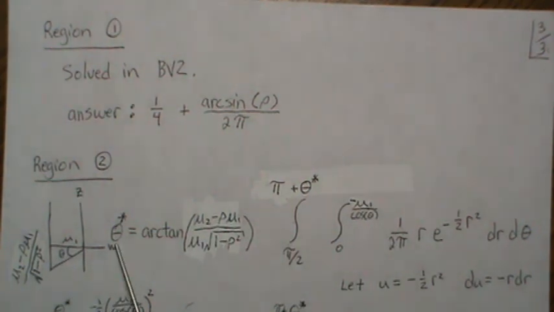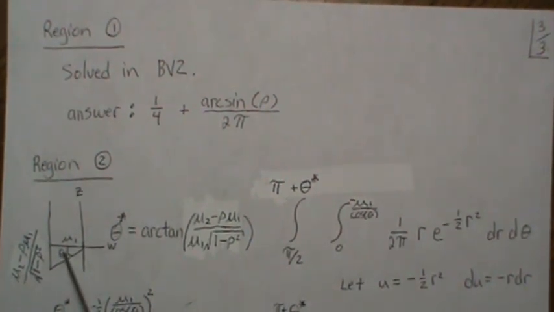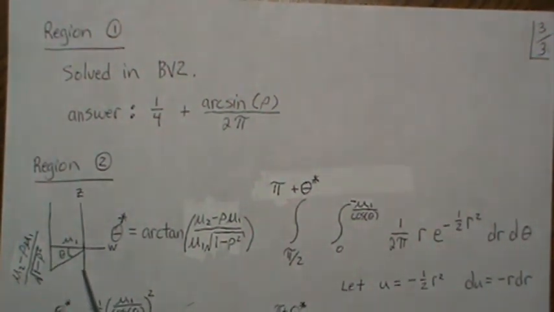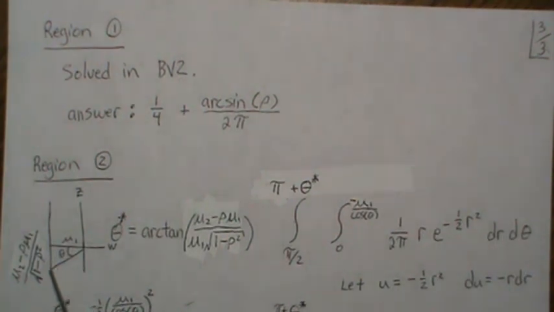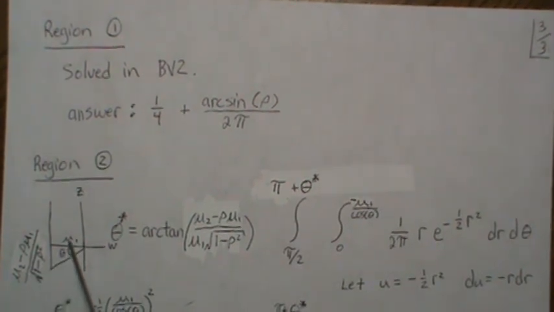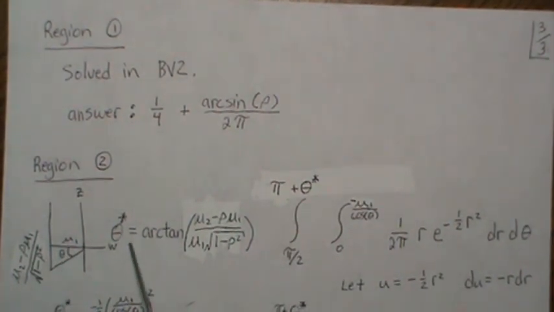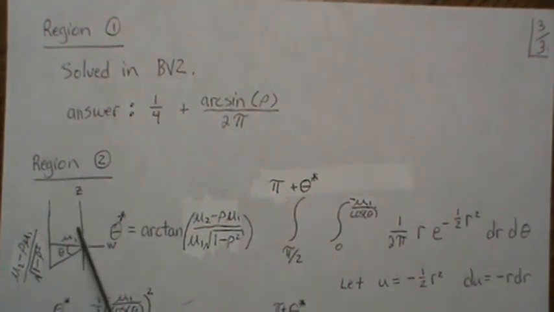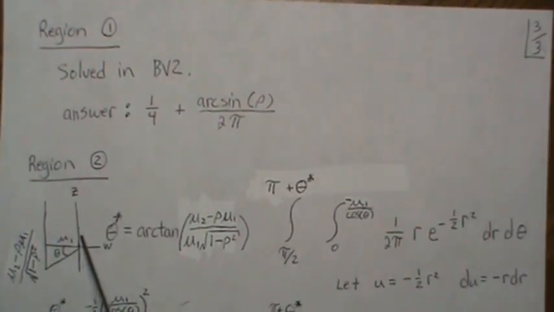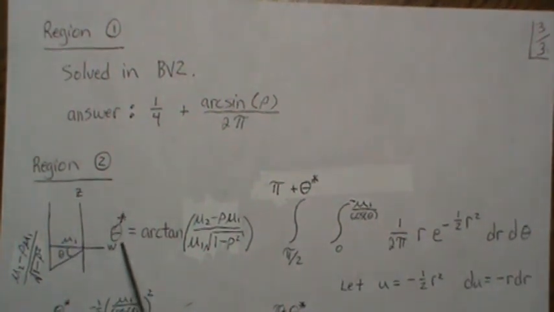This theta, which we're going to call theta star, is the arctangent of mu2 minus rho mu1 over the square root of 1 minus rho squared, and we get this angle because we know where it intersects here from the first page in our transformation. So we know this side of the triangle and this side of the triangle. The tangent of that is this over this, and then you take the arctangent to solve for this theta here. And theta goes from here to here, so it goes from pi over 2 to pi plus this angle here.